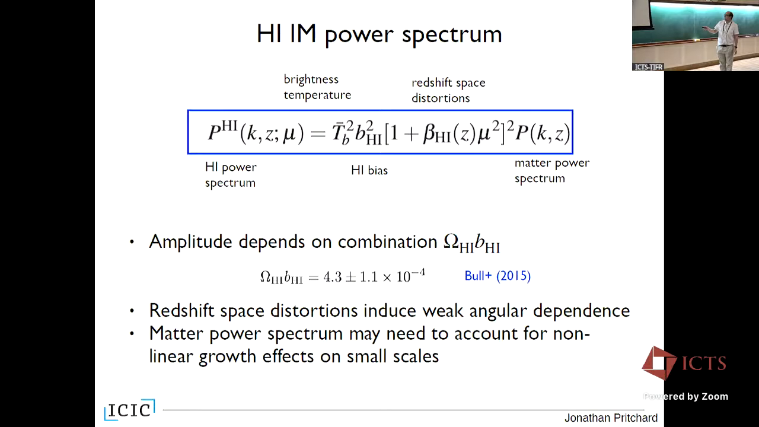The amplitude of that has a bit of a degeneracy. Omega H1 appears in T_B, there's a bias, and so you measure this kind of parameter combination here. But that has useful information in it, and to some extent, you can break that degeneracy with the redshift space distortions. If you're modeling this, it starts to get into the messy nonlinear phase where you need to account for nonlinear growth in your power spectrum.